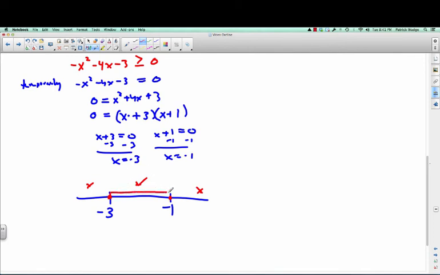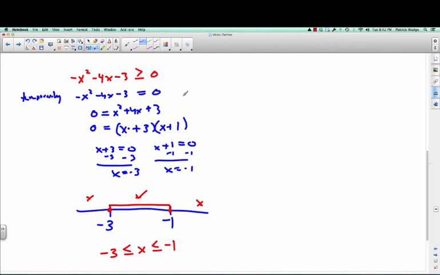So what it looks like is that. Know how to write that? We say negative 3 is less than or equal to x, which is less than or equal to negative 1. This is where the absolute value signs have no impact. So now we can write our answer.